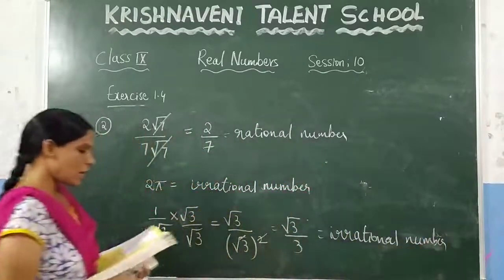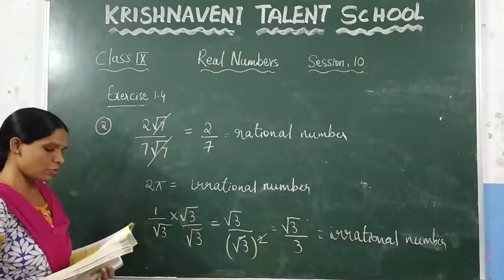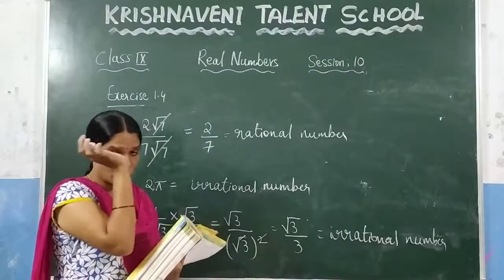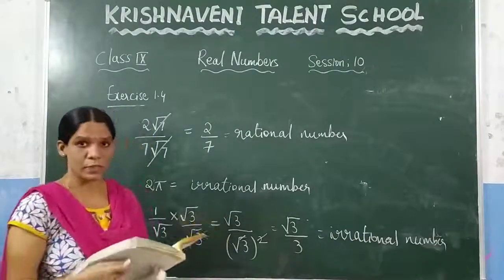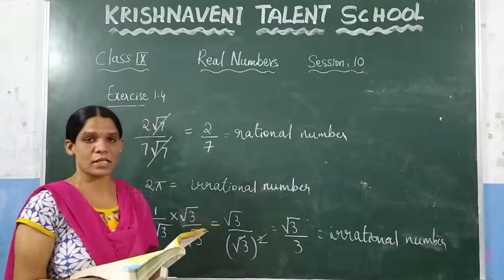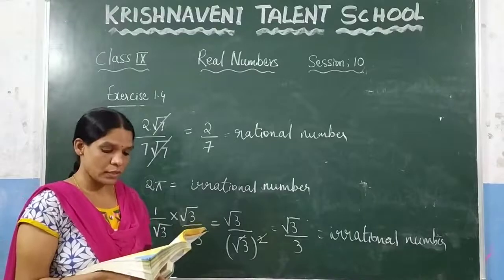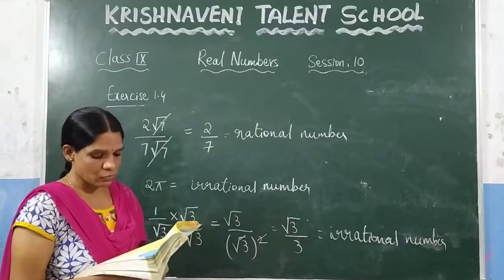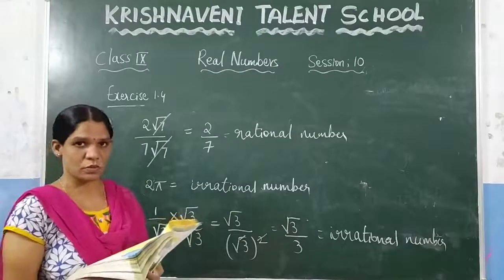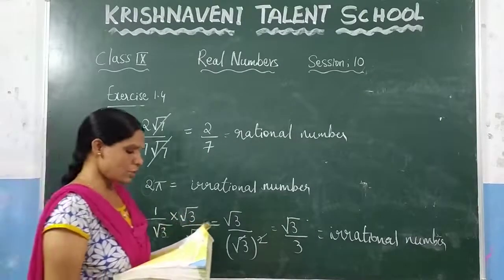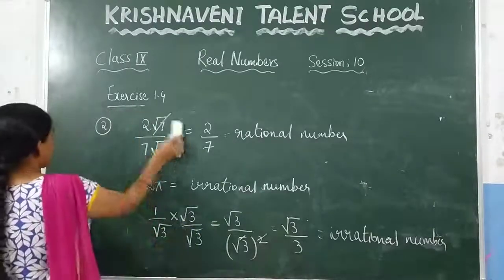Okay. And after this, the next question you can do. What is the question given here? 2 plus root 2 into 2 minus root 2. You know that it is in the form of a plus b into a minus b. What is the value of a plus b into a minus b? Which is a square minus b square. So you will get 2 square minus root 2 whole square. And after solving, what will you get? 4 minus 2, which is 2, which is a rational number. That you can do as homework. Now see the third question.